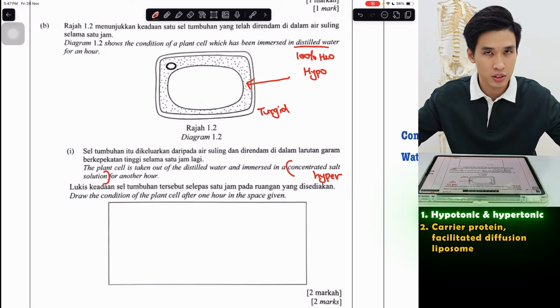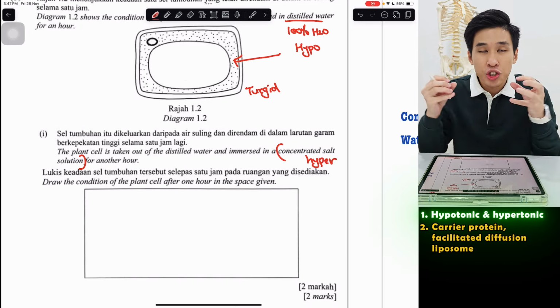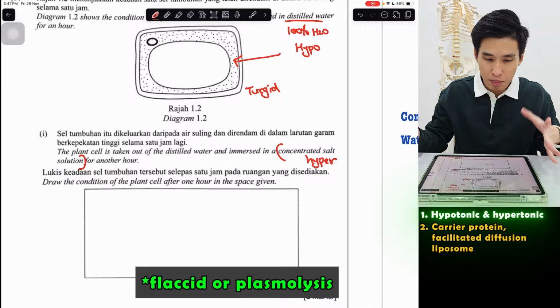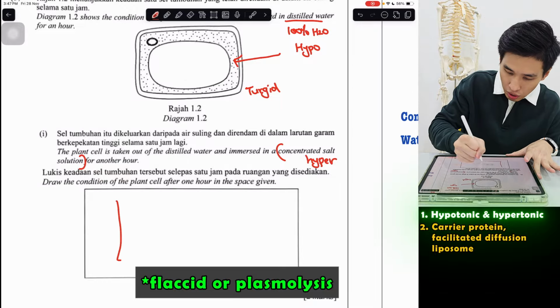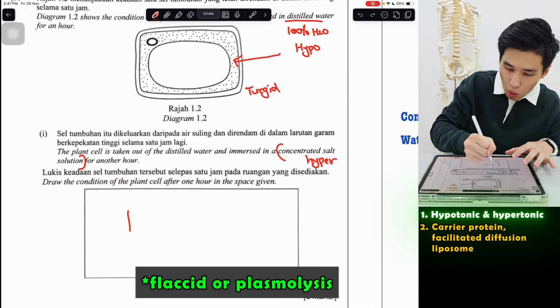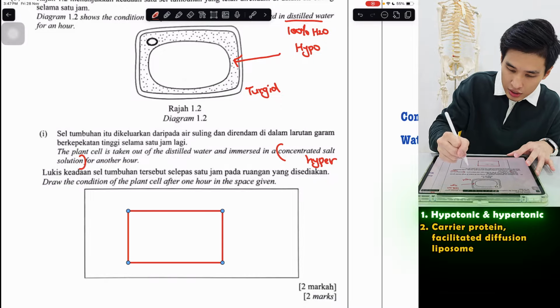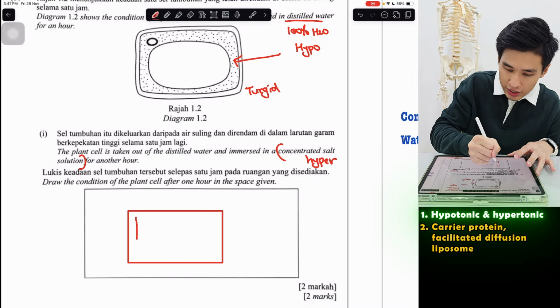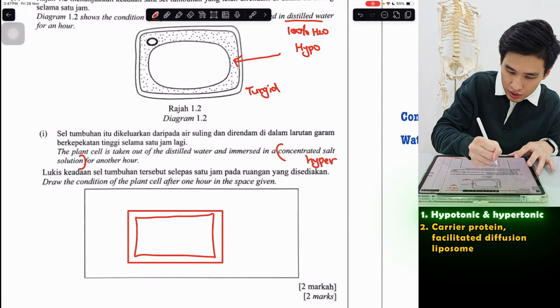So the water is going to come out from the cell. And the cell obviously is going to shrink. It's called flaccid. Okay, but they ask us to draw. So first, draw the cell wall first. So the cell wall is like this. You can draw two rectangles. So the cell must have two layers.